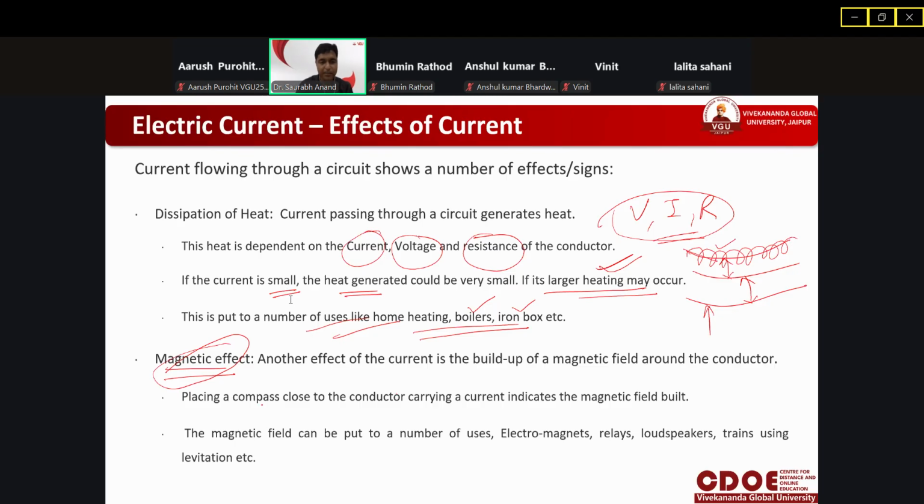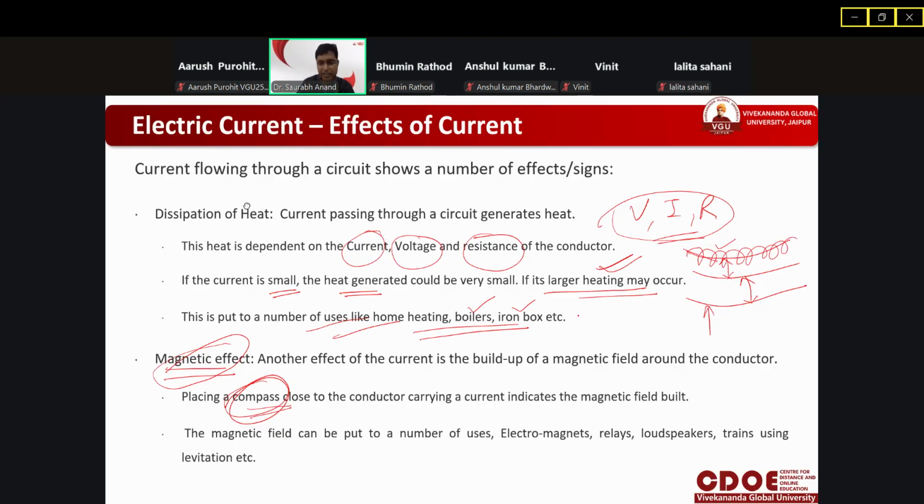So placing a compass. Now if you want to see, magnetic field will also be there in lower value, but it cannot attract the human. That is why we generally don't experience it. But there is. So how can you find whether there is magnetic field or not? So we can use the compass. What is the use of compass? To see the magnetic field.